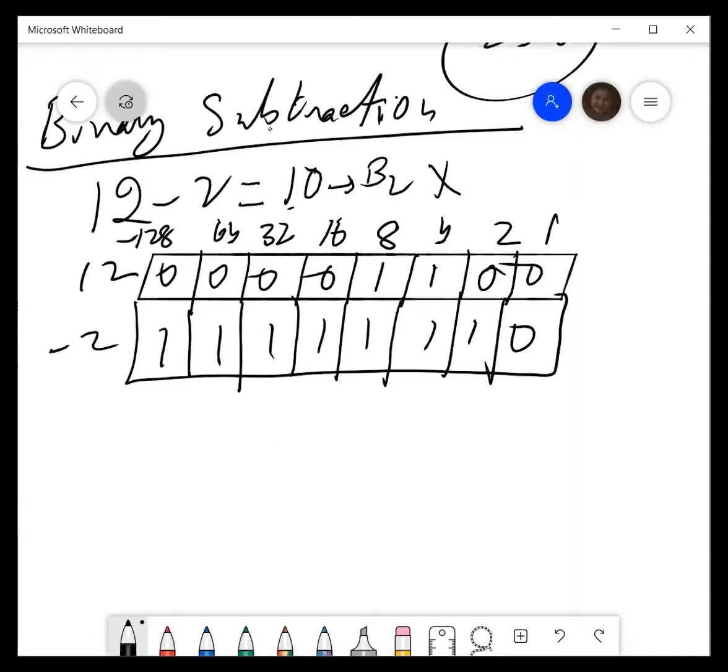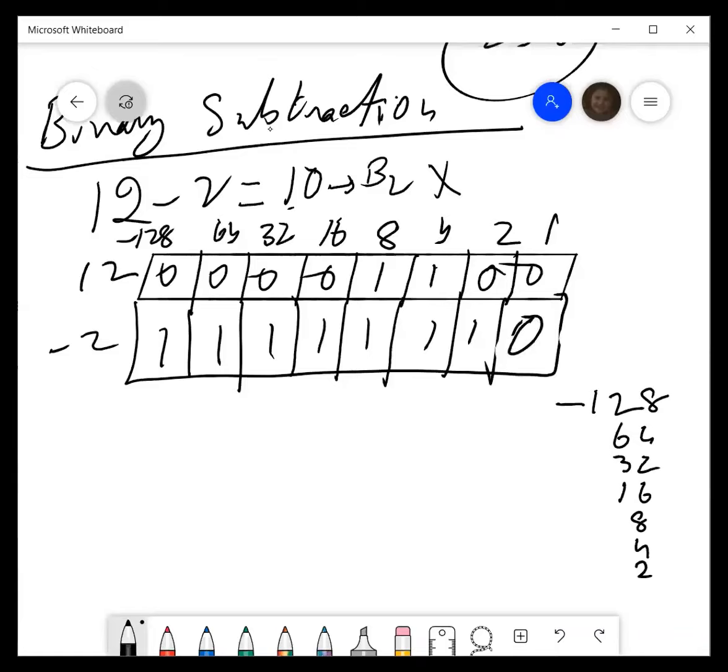If you want to check, minus 128 plus 64 plus 32 plus 16 plus 8 plus 4 plus 2. When you add all of these, you will be left with minus 2. So this is the representation of minus 2. If you remember, I told you that this is minus 1. So this is then minus 2.